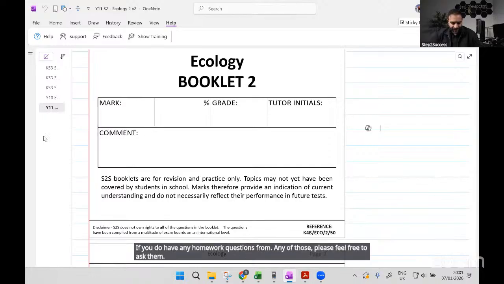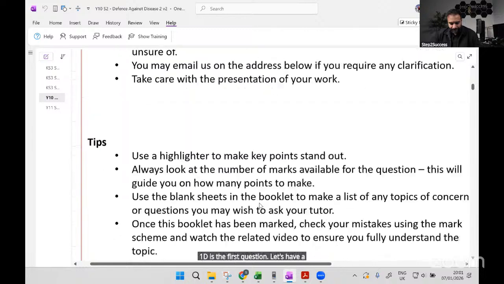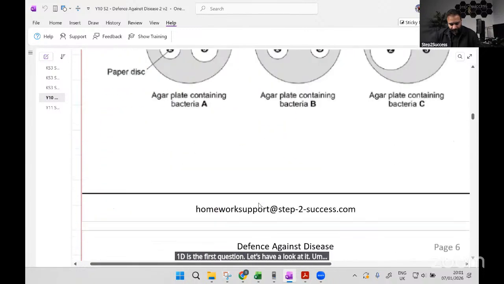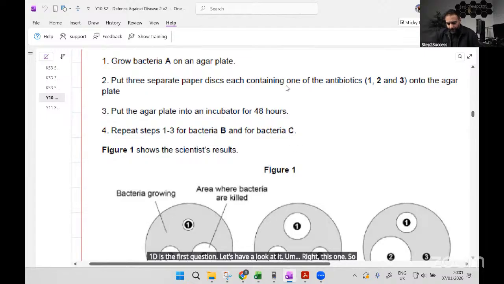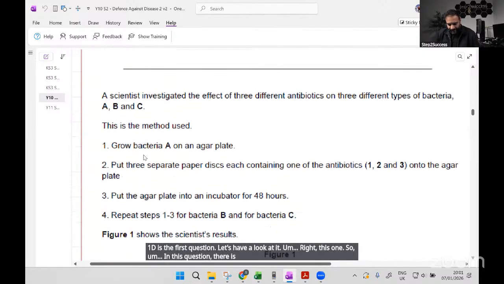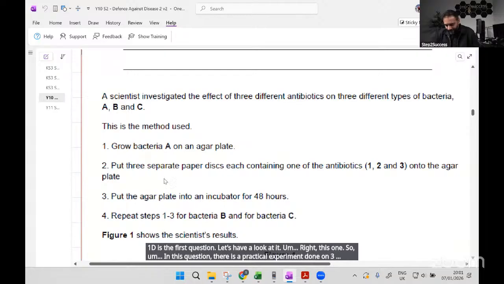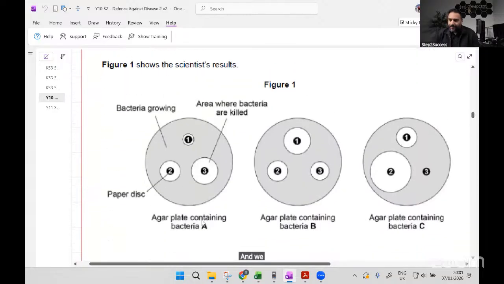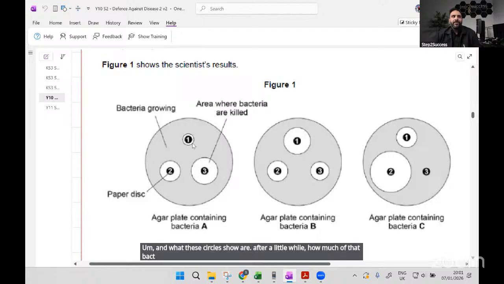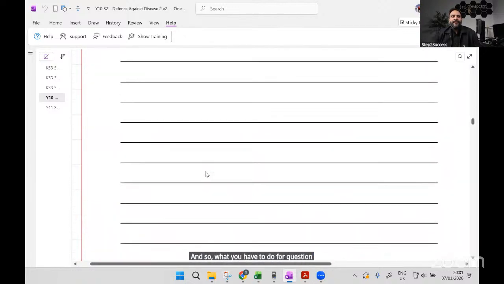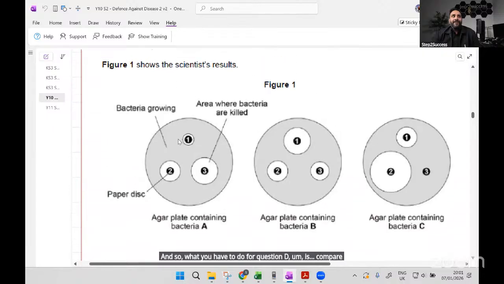1D is the first question. Let's have a look at it. In this question, there is a practical experiment done on three different antibiotics, and we tried them on three different bacteria. So we got bacteria A, bacteria B, bacteria C. What these circles show is, after a little while, how much of that bacteria has been killed by that particular antibiotic. So what you have to do for question D is compare the three antibiotics.